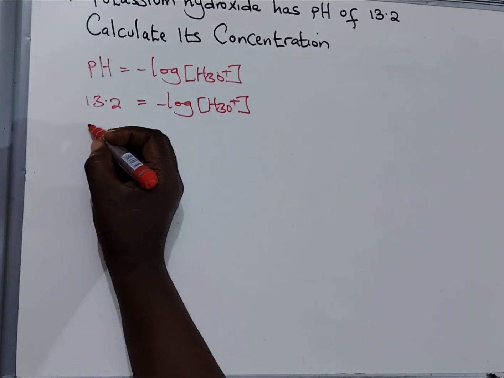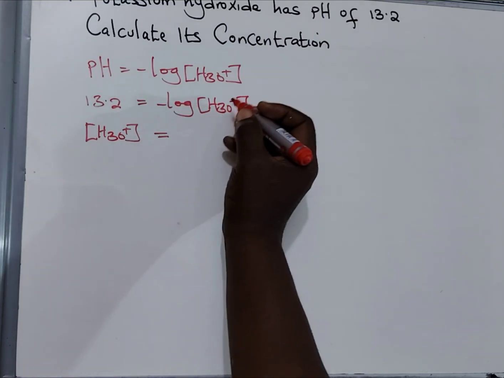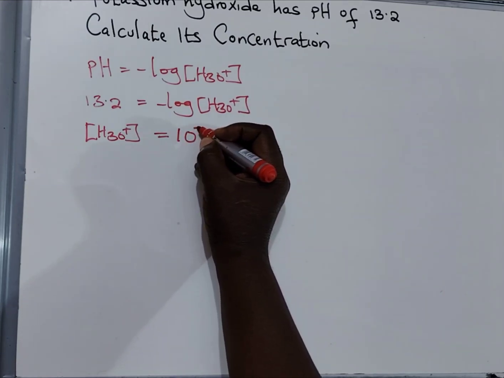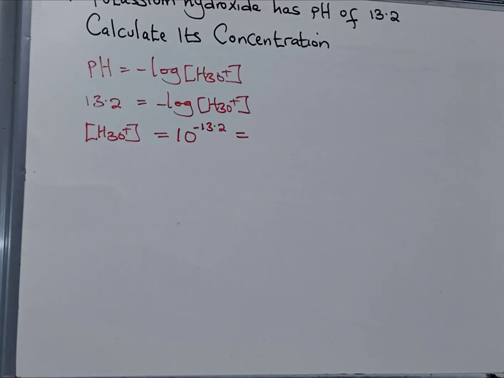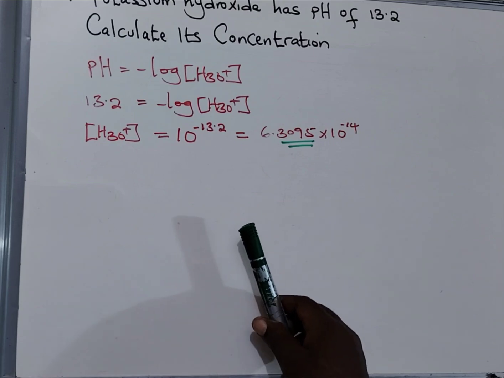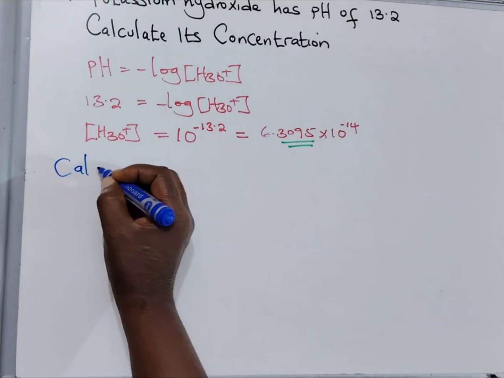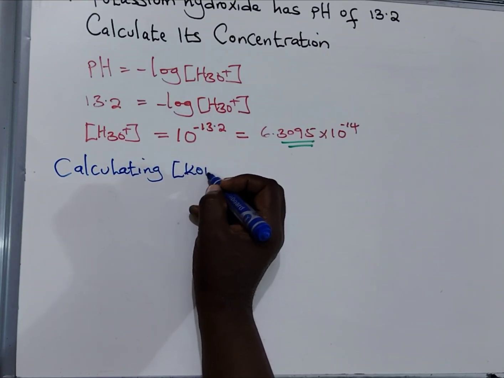So the question is, what is the concentration of hydronium ion? It is going to be equal to the antilog of that, which is going to be 10 exponent negative 13.2. This gives you the concentration of hydronium ions. But the question is, what's the concentration of potassium hydroxide? So what do we do? We can say calculating the concentration of potassium hydroxide.